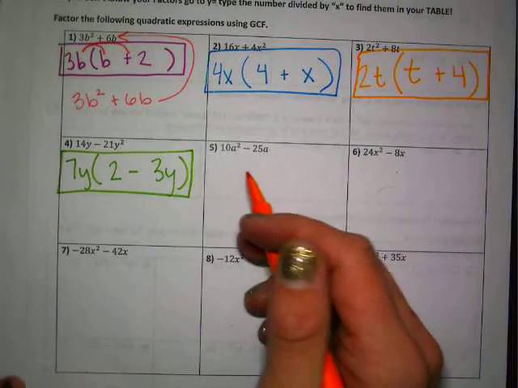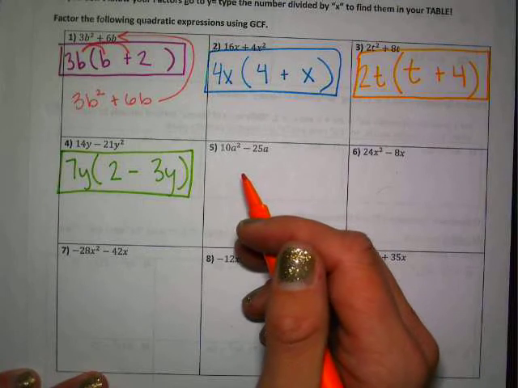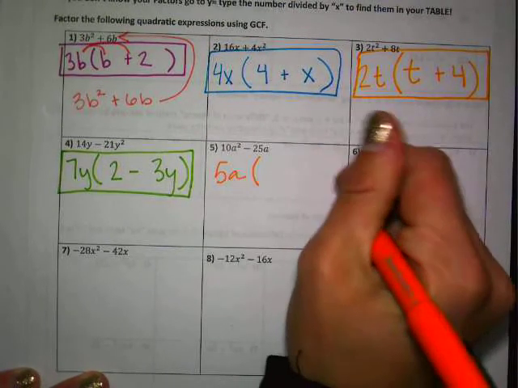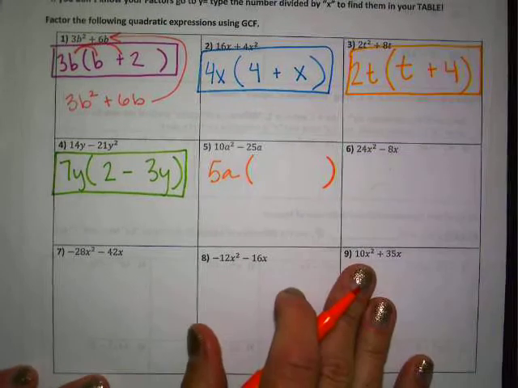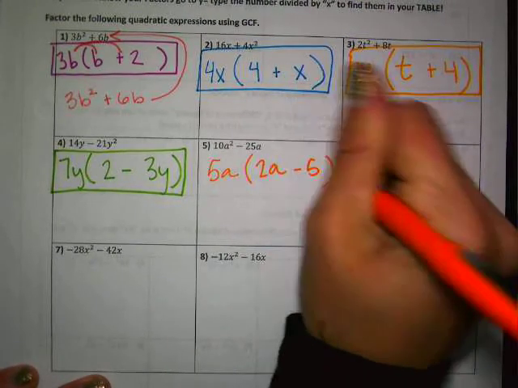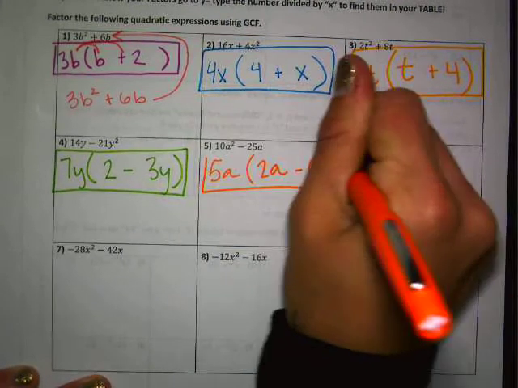Caitlin, what about number 5? 5a, very good. And Faith, what am I left with on the inside? 2a minus 5. We are such smart cookies.